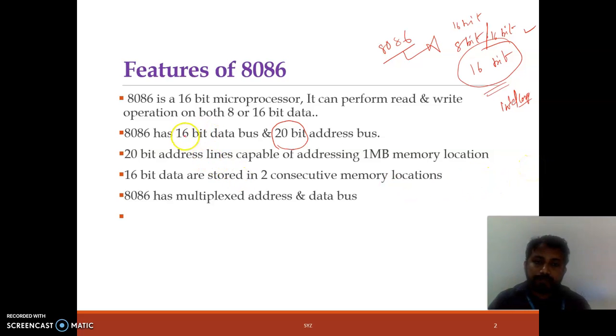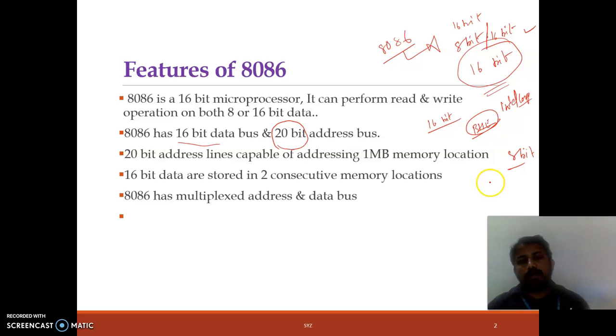See, the data bus is 16-bit, so you can send 16-bit data completely onto the bus, or you can send 8-bit data by disabling the higher order 8 bits. The higher order 8 bits of the data bus can be disabled by one of the pins, the bus high enable pin. Using this, we can enable or disable the higher order 8 bits. So you can send 8-bit data or 16-bit data.